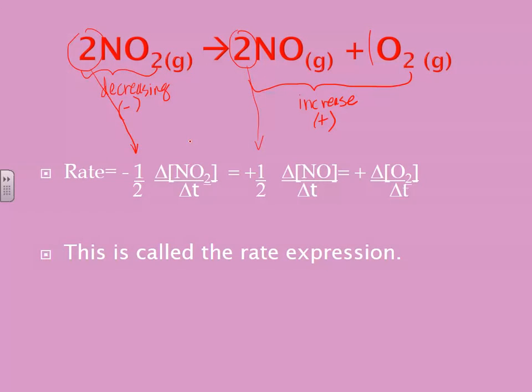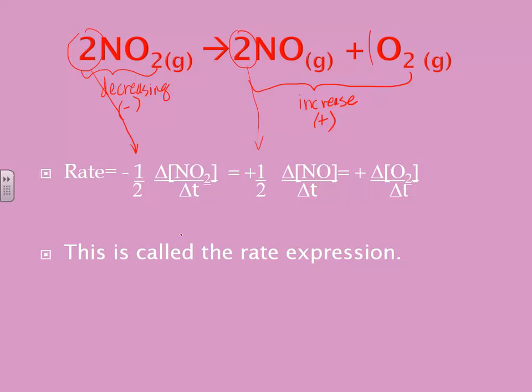If we consider this chemical equation, notice we have one reactant. There are two molecules of it, yielding 2 molecules of NO and 1 molecule of oxygen. The reactant concentrations are always decreasing over time as the reaction proceeds, and the product concentrations are increasing over time. So we will see a negative sign in front of the NO2, and we will see a positive sign in front of the products as they form, because they're increasing over time.